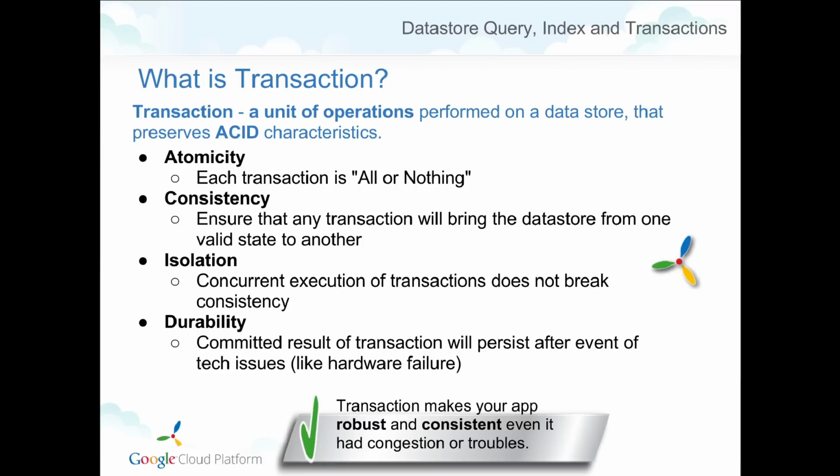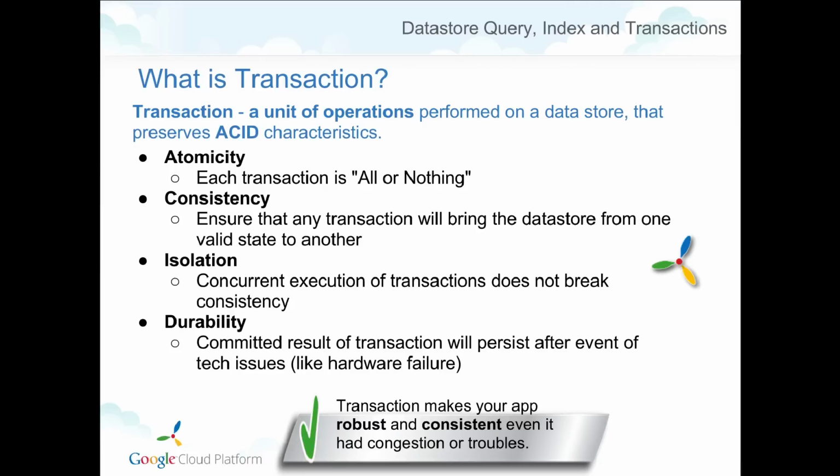Ensure that any transaction will bring the data store from one valid state to another. As I mentioned, every transaction should be applied in a way that there is no partially applied state. Isolation is about the situation where you're getting so many requests from so many users at the same time, like updating one bank account from multiple ATMs, which can break isolation or consistency. So your data store database has to prevent that by isolating each transaction.